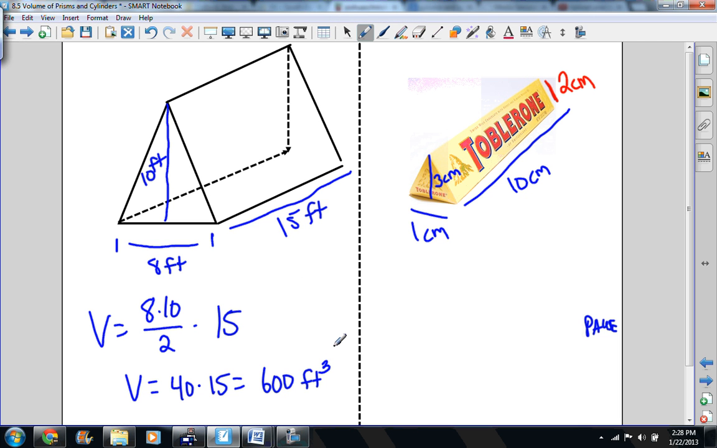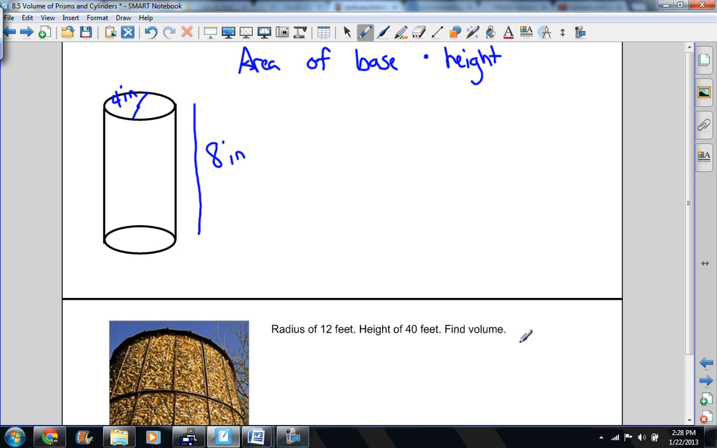Over here, same idea. The area of my front face is 1 times 3 divided by 2, so 1.5, times my depth of 10. So my volume is going to be 15 centimeters cubed. There you go. Last shape we're going to be working with is that silo figure, or what we call a cylinder. Okay? The idea is the same, though. That area of the base, or an area of a face, times the height or depth.